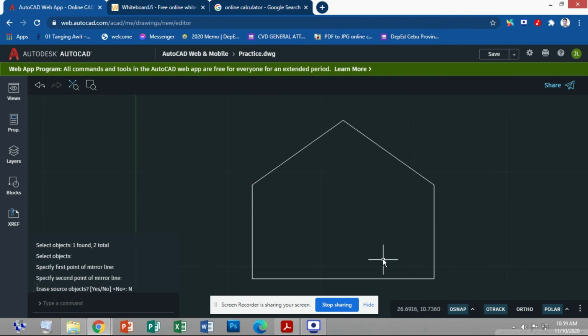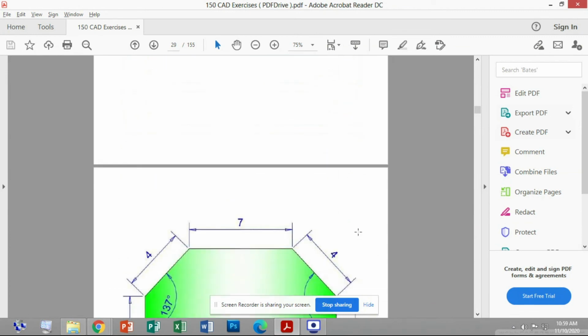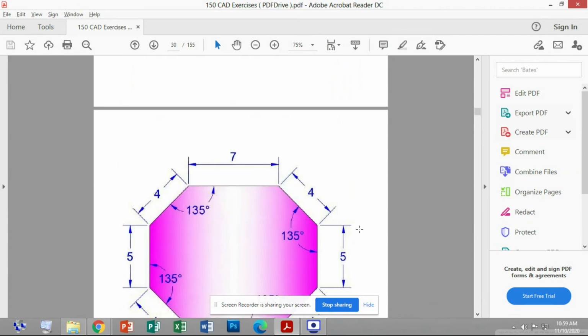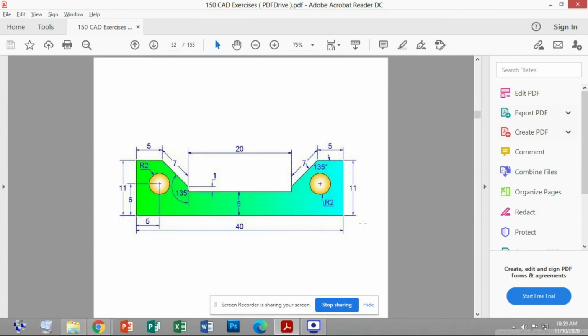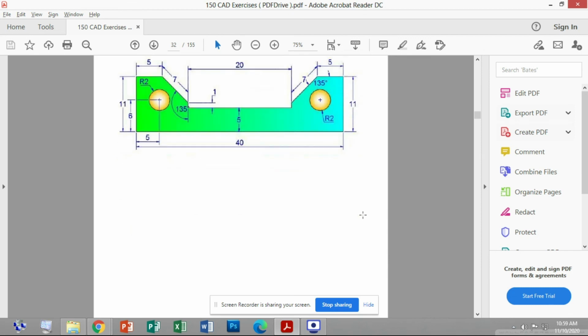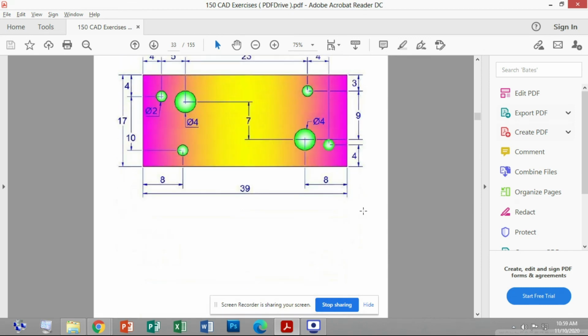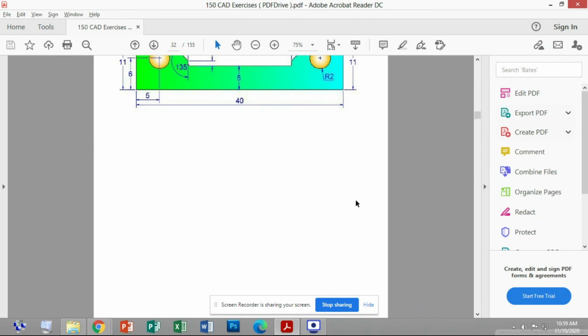So, meron pa tayong mga iba pa na mga exercises dito sa ating PDF na file. Isi-send ko sa inyo ito and I want you to practice. No? Practice on these exercises. Okay? So, yan lang muna.